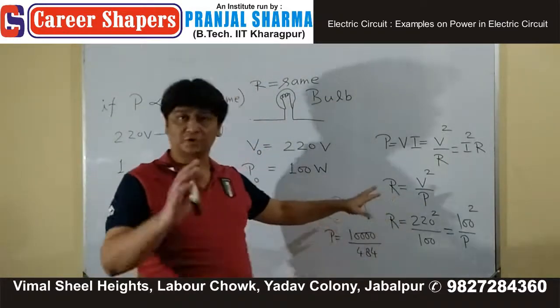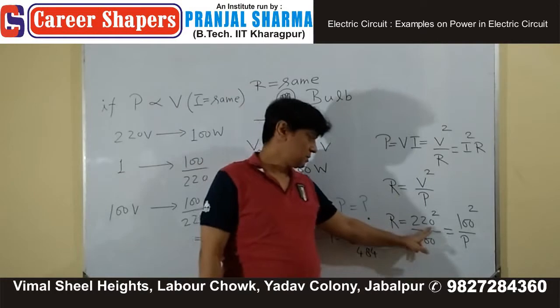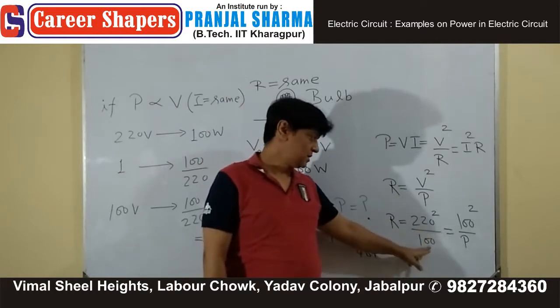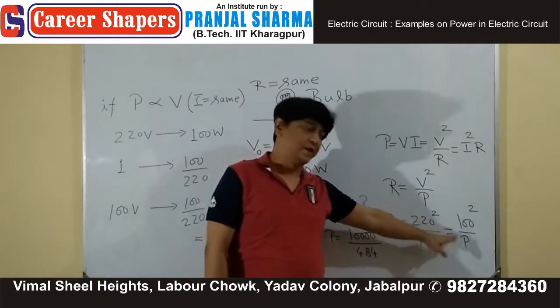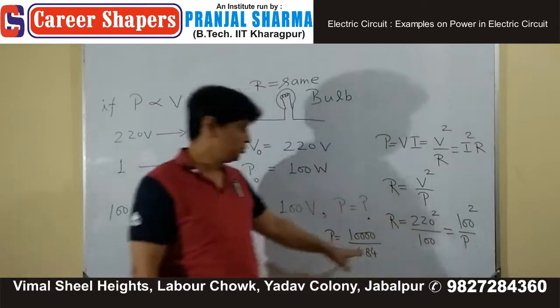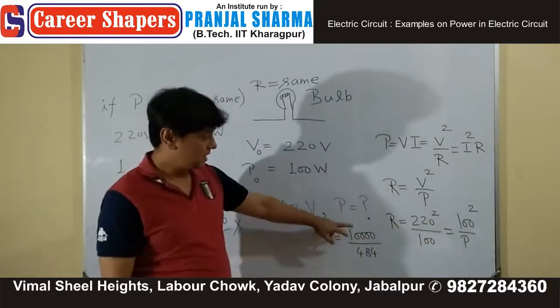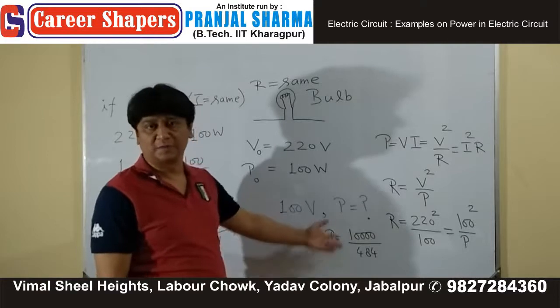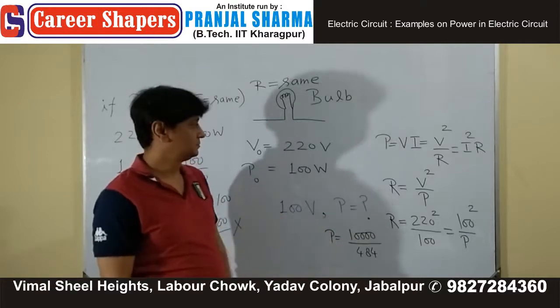Resistance is something which is not going to change. Initial voltage, initial power, new voltage, new power. So new power is coming 10,000 divided by 484. Simplify it and you will get the answer.